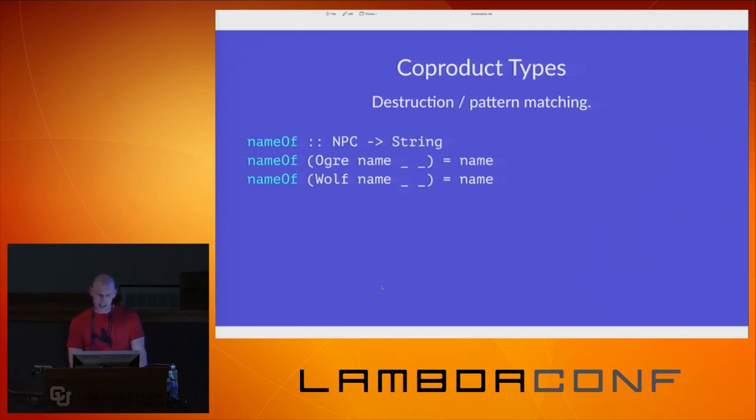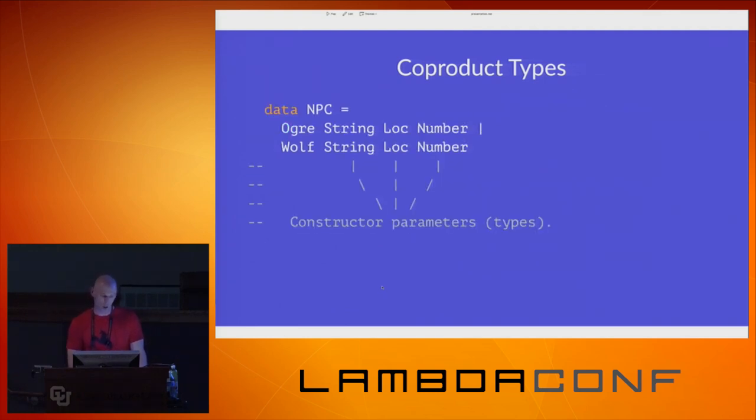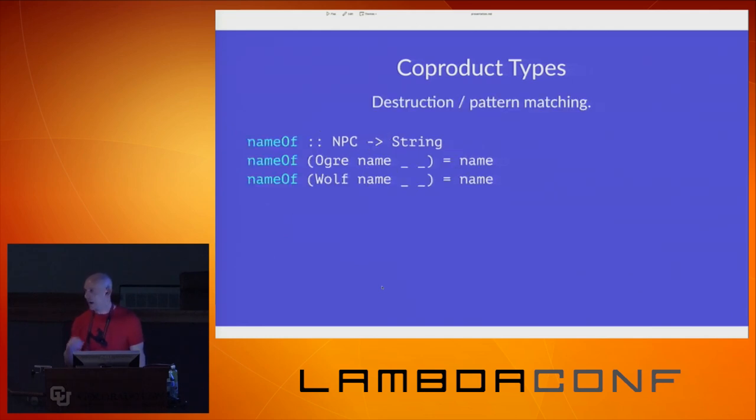Okay, so that's how I construct an ogre or a wolf. But once I have an NPC, that is, once I have an element in the NPC set, how do I figure out what it is? Because it could be one of two things, right? And further, I might want to extract out one element of one branch, or a different element of a different branch. The possibilities are endless, and I do that using pattern matching again.